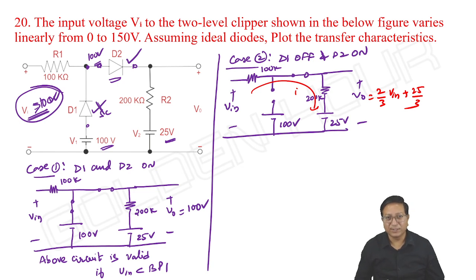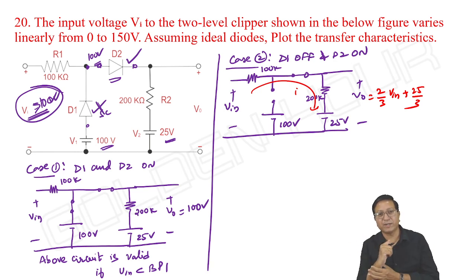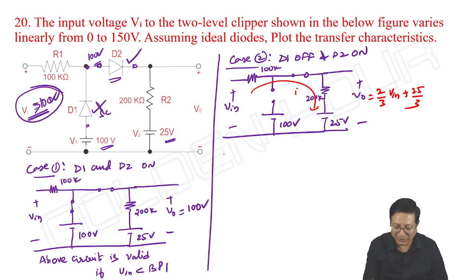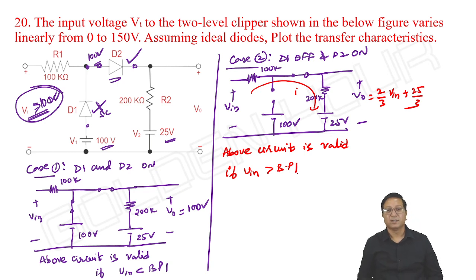And how long is this valid? This is valid for input greater than breakpoint 1. Okay, if you keep on increasing the input, this circuit only remains, no? Is there any other circuit possible? 100, 110, 120, 130, 150, you go up to 150. It doesn't matter. D1 is off and D2 is still on. That's it. Which means the above circuit is valid if input is greater than breakpoint 1. Is there any other breakpoint possible here? No, not at all.